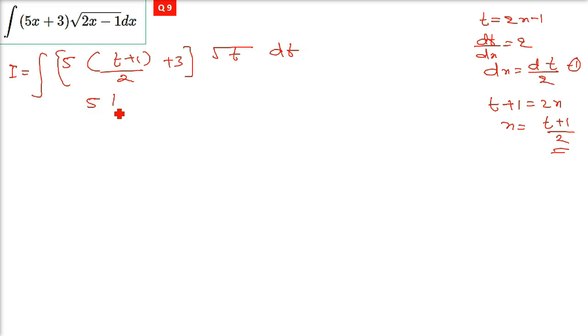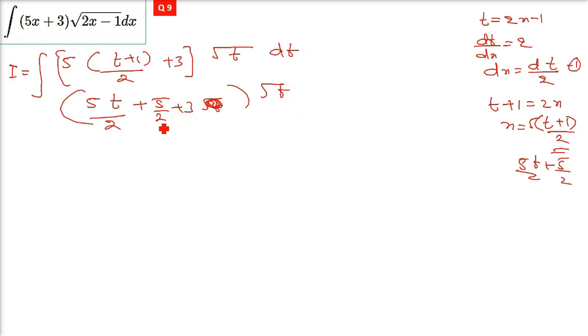Now multiply everything with whatever you see. So it is 5t by 2 plus 5 by 2 plus 3. And please remember, under root t is already there outside, and this has to be multiplied by every term inside. So either you add 5 by 2 plus 3 first and then multiply it by under root t, or you can multiply first and then add, because that will be more obvious. When you multiply this, 5 into t by 2 into under root t, plus 5 by 2 into under root t, plus 3 into under root t, because under root t is already there.